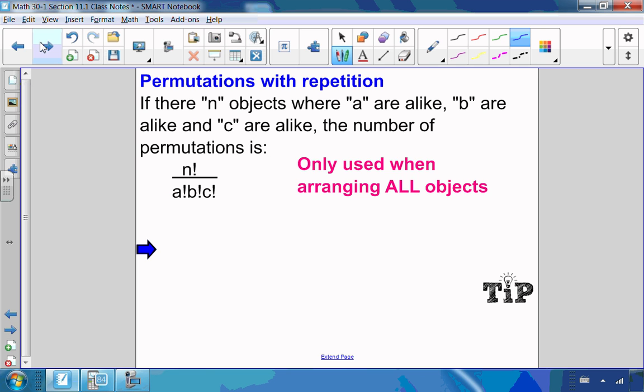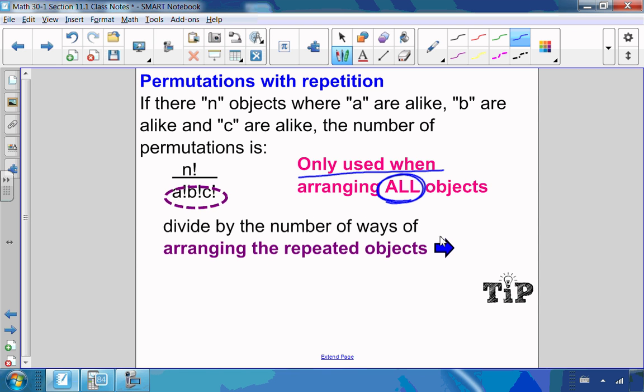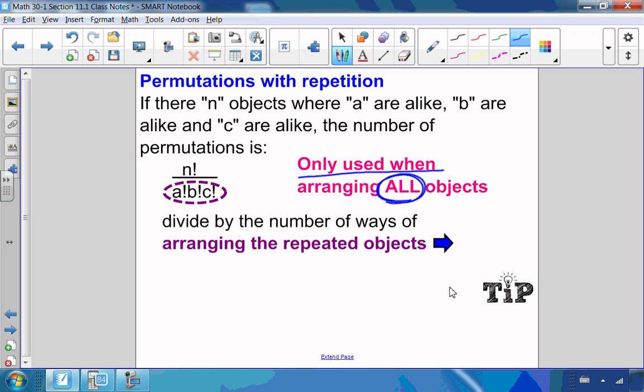So in general, if I have permutations with repetition, if there are n objects all together, and I'm only using this when I'm arranging all the objects, where A are alike, B are alike, and C are alike, I divide the n factorial ways of arranging all the objects by the ways of arranging the repeated elements. Okay, so I always divide by the ways of arranging the repeated elements, however many. There's not always necessarily 3. There could be 1, 2, 4, whatever it is.